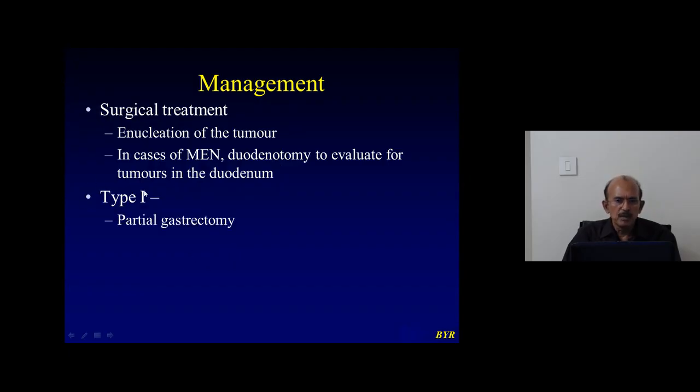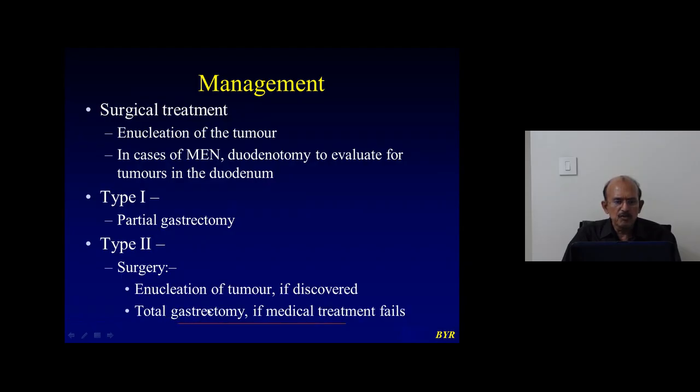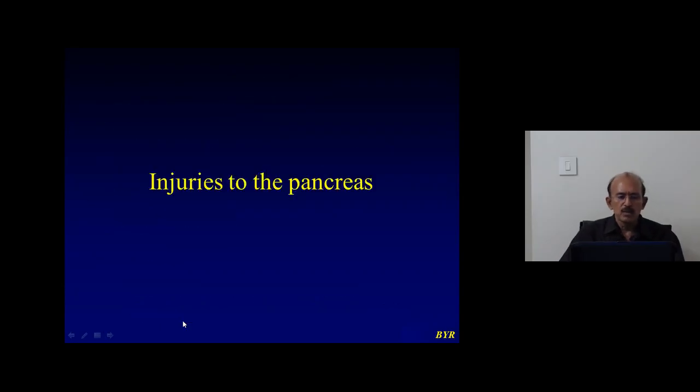For type 1 Zollinger syndrome, that is due to hypergastrinemia from a pyloric antral problem or G-cell hyperplasia of the antrum, you have to do partial gastrectomy. For type 2, surgical treatment is advocated, that is enucleation of the tumor if discovered, or total gastrectomy if medical treatment fails. So this is about Zollinger syndrome. So this completes the topic of the tumors of the pancreas.